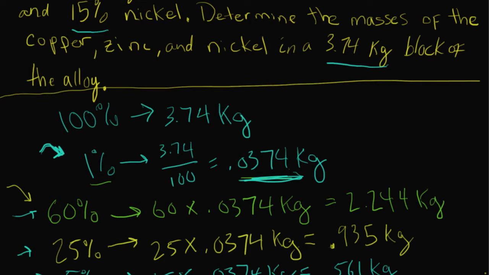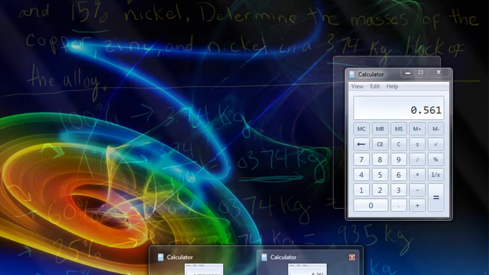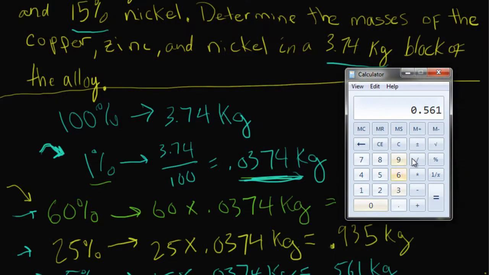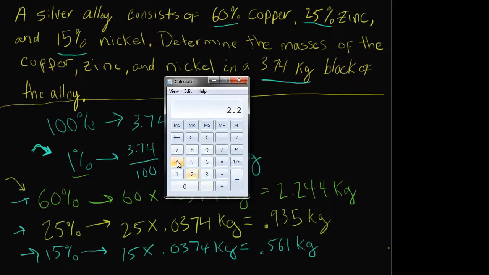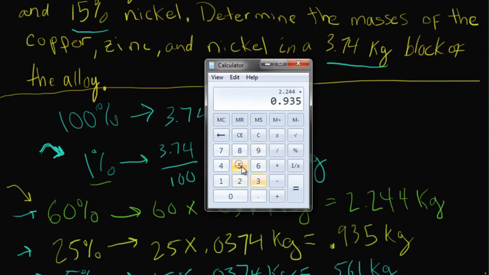Now, in order to kind of verify whether your answer is correct, your parts should equal your whole. So what I mean by that is take your parts, 2.244 plus 0.935 plus 0.561, and add them together, and you notice we get 3.74 here. So that's kind of a way of checking to make sure that you did everything correctly, because if it doesn't equal 3.74, well, then there's a mistake somewhere.